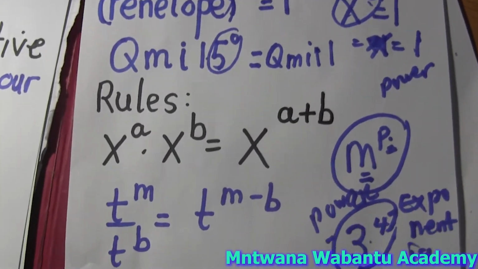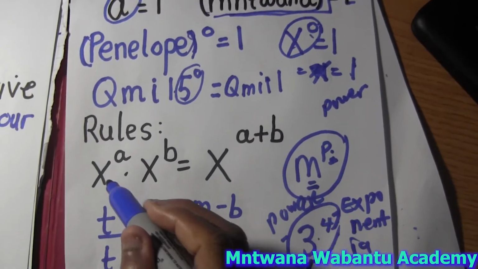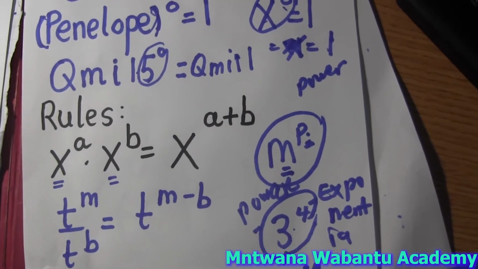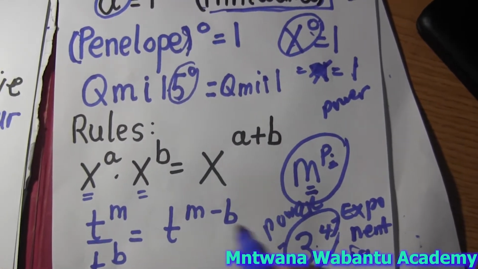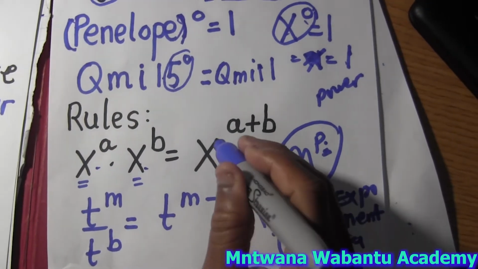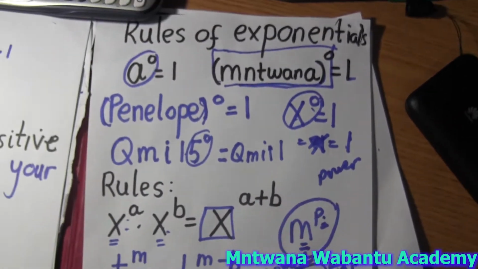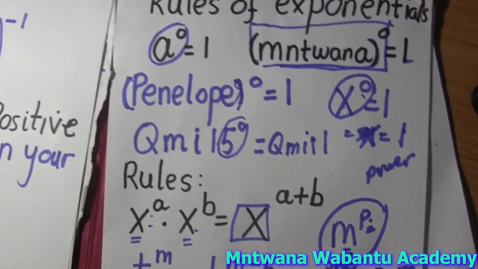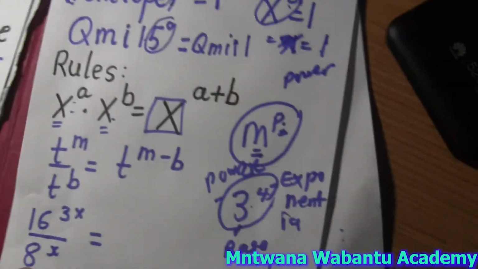Now let's go to the rules of addition for exponents. When the bases are the same, you add the powers. Don't write both bases, only write a single base, and then take the powers and add them. If it is multiplication, you write only one base and add the powers.